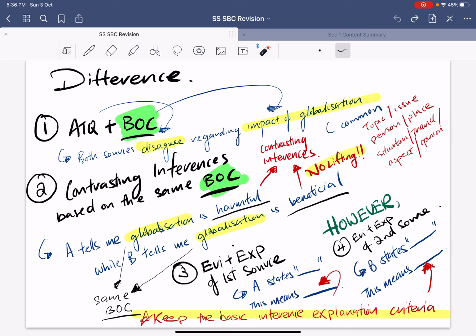Just to reiterate one more time, make sure you have contrasting inferences, and this is based on the same BOC. In this case, it is about globalization. Don't write about two different things, because if you write about two different things, then your comparison is indeed invalid.